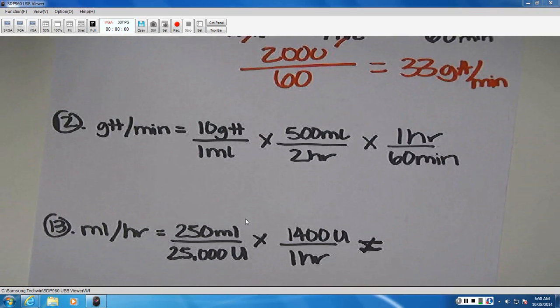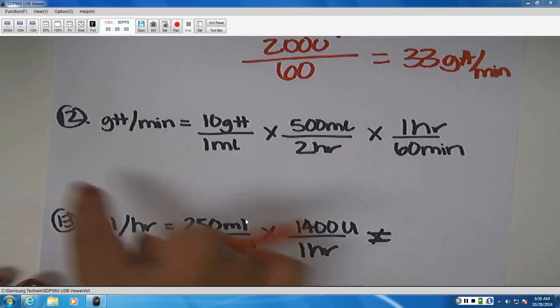Number 12. Number 12 states a patient with anuria has an order for 500 mLs of normal saline to infuse over 2 hours. The tubing drop factor is 10 drops per ml. At what rate in drops per minute should the IV pump be programmed? So again, we have a 500 ml bag and we want to infuse it in 2 hours. And our drop factor is 10 drops per ml. So what rate are we going to have to set our pump at to get this 500 ml bag infused in 2 hours? So we set our equation up just like that.